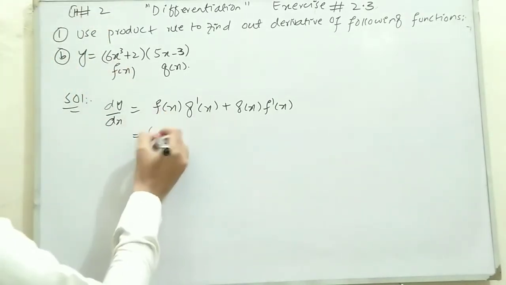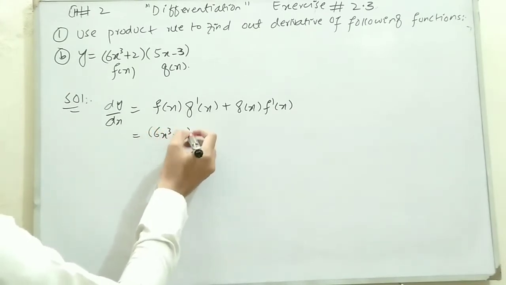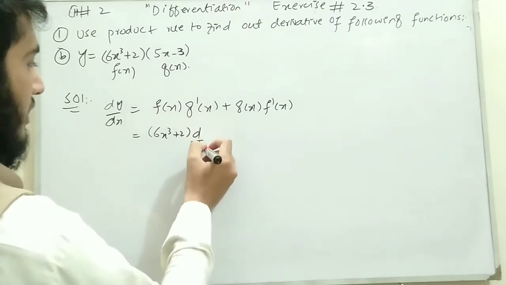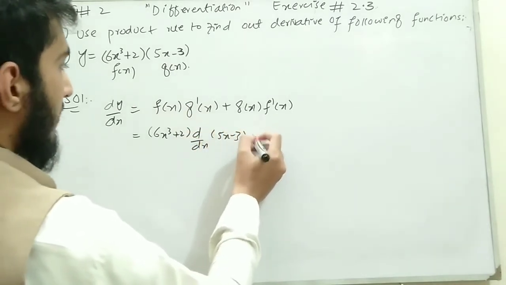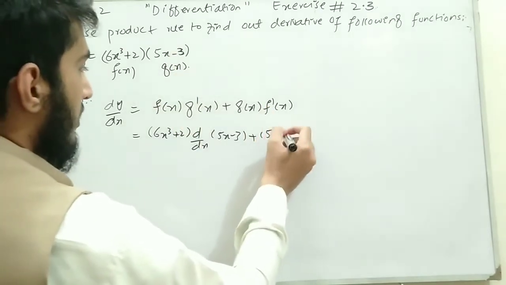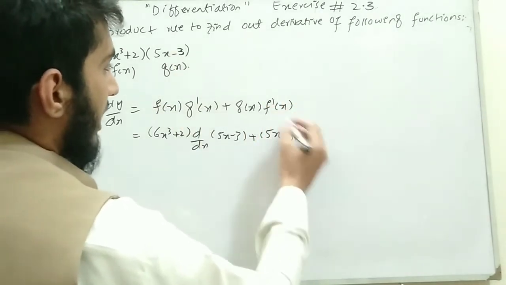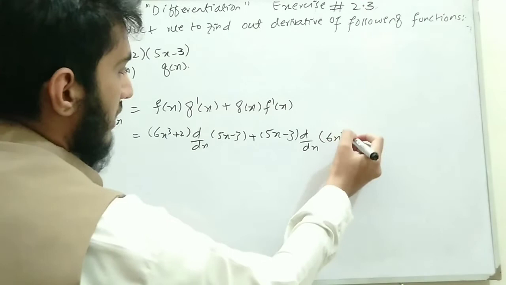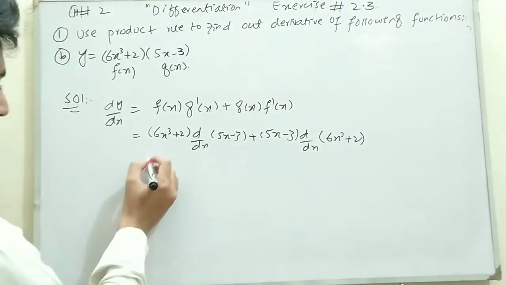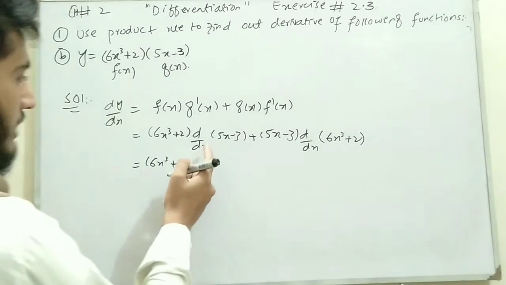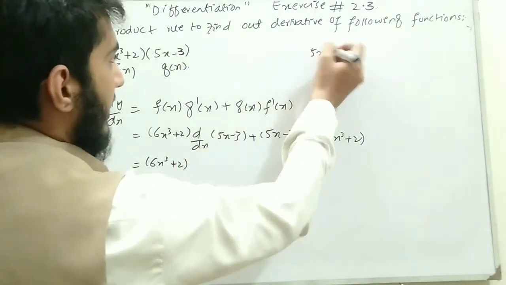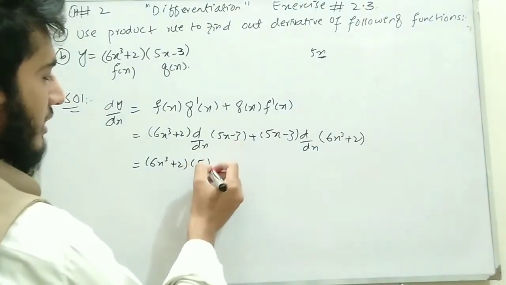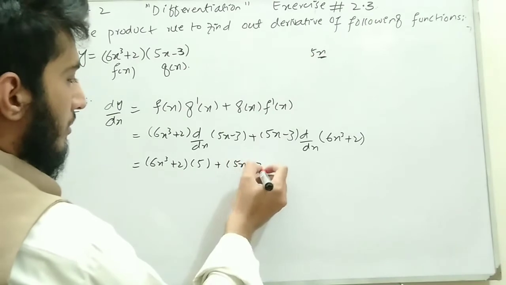f of x is 6x cube plus 2, multiply g prime of x, meaning the derivative of 5x minus 3. So 6x cube plus 2 times d by dx of 5x minus 3, plus g of x, the second function 5x minus 3, times the derivative of f of x, d by dx of 6x cube plus 2. After this it becomes 6x cube plus 2 times d by dx of 5x. You know that according to the generalized power rule the derivative of x is 1, so here it becomes just 5 and the derivative of a constant is 0.